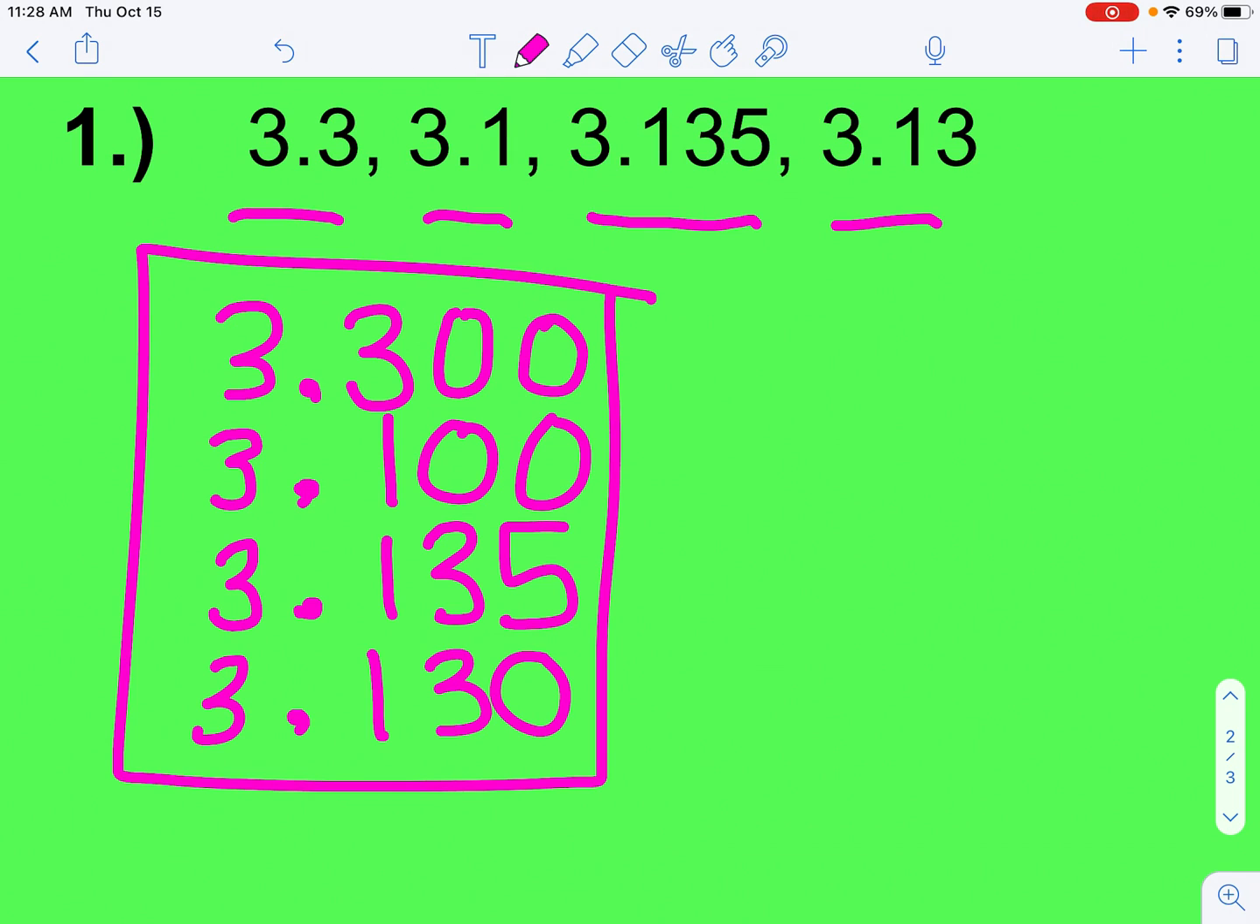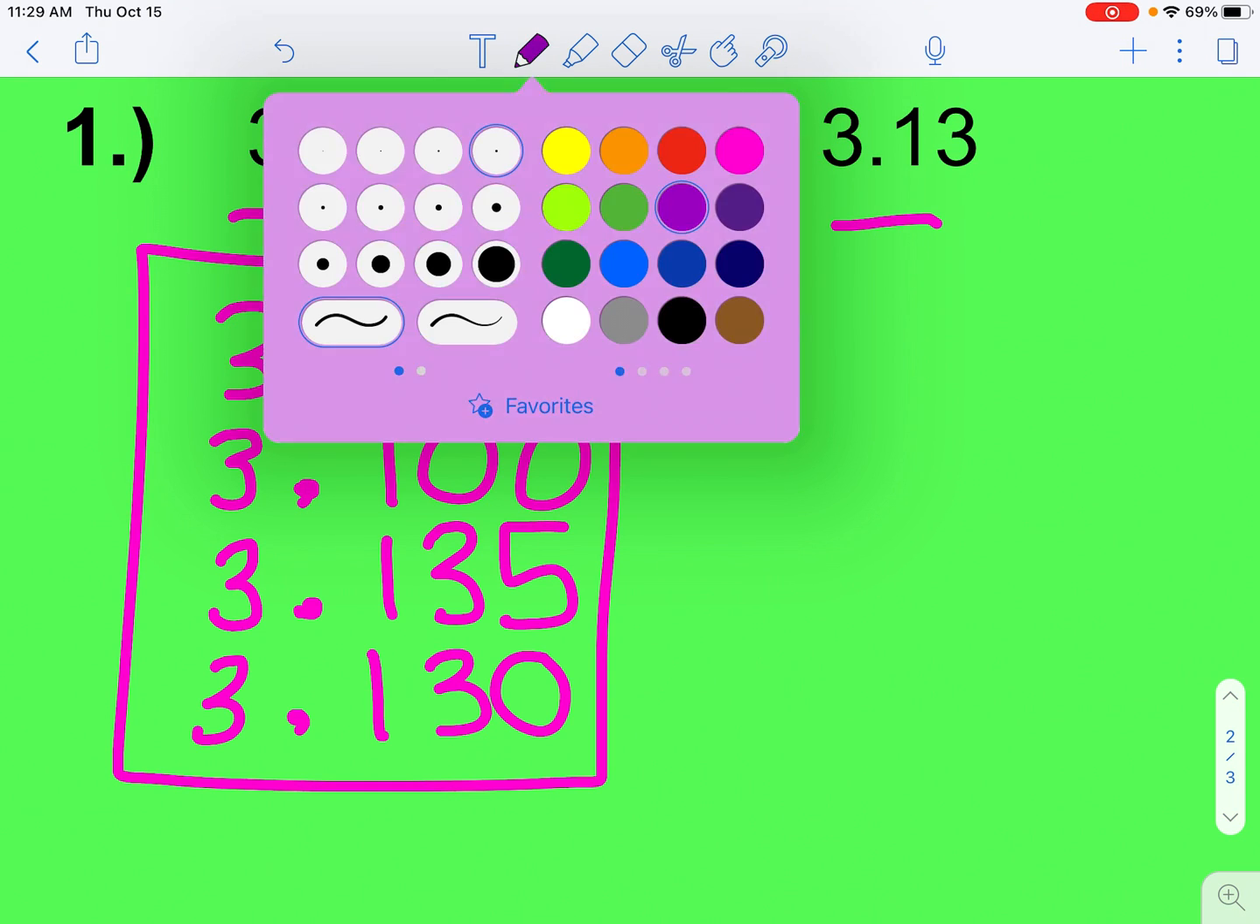When you add zeros at the end of decimals, it really does not mean anything. It's just a good way to visualize which number is bigger and which number is smaller. Okay, so adding these zeros doesn't actually mean anything. My number here is still 3 and 3/10, even though I have 2 zeros in the thousandths place. Okay, it does not mean anything. So I need to put them in order from least to greatest.